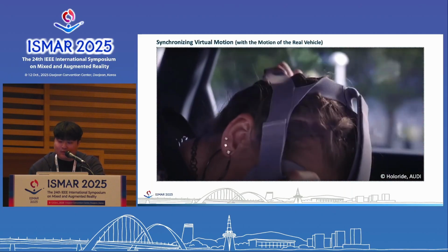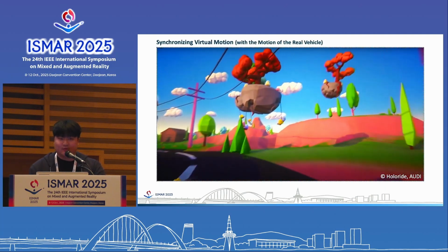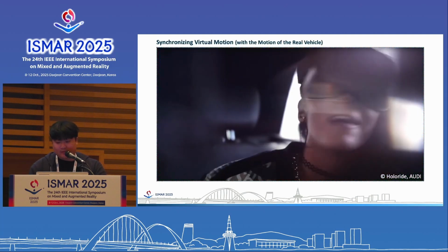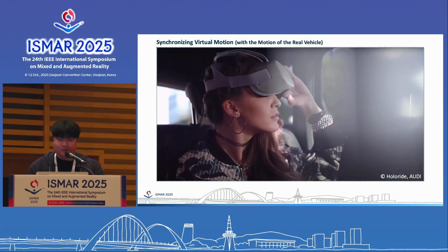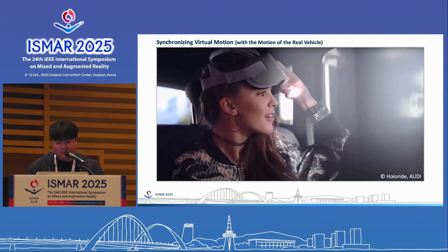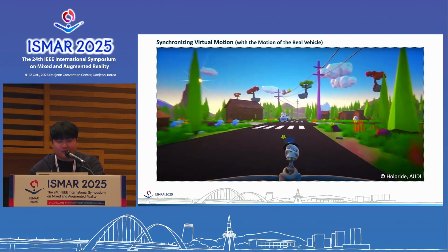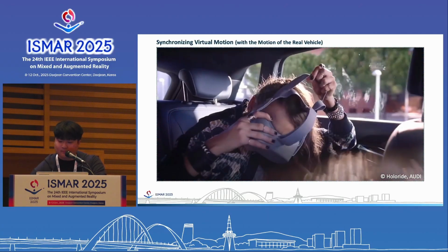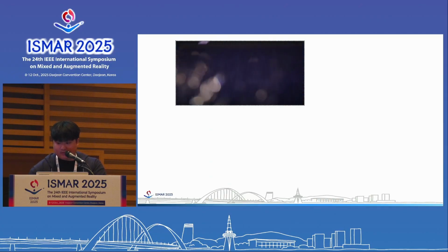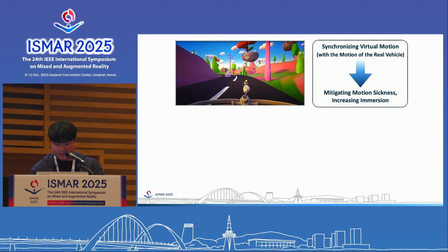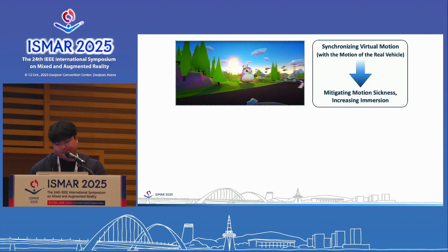Now, this is a video for Holoride from Audi, depicting a commercial application of in-car VR. And you may notice that within the virtual environment, the user is situated in a virtual vehicle that moves synchronously to the real vehicle. That is, when the actual vehicle turns or stops, the virtual vehicle does as well. This synchronization of motion is a method aimed to minimize sensory mismatch, simultaneously reducing motion sickness and improving immersion.